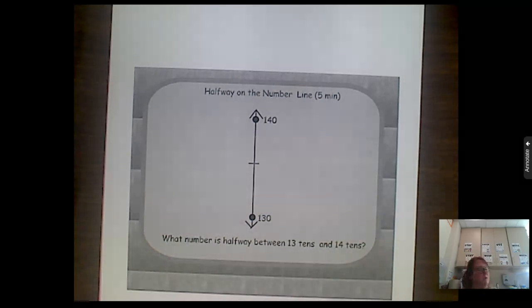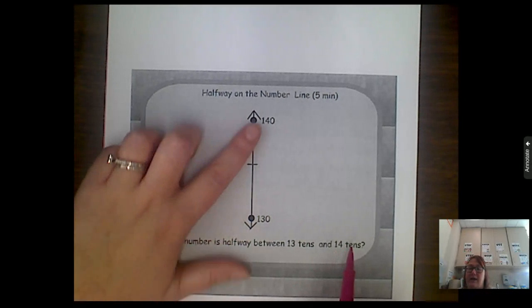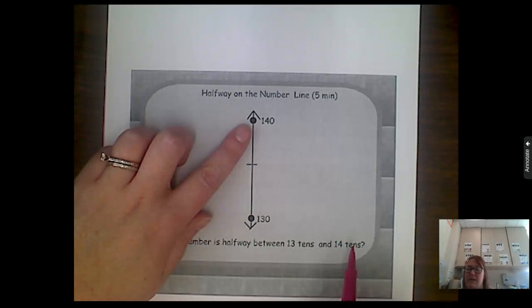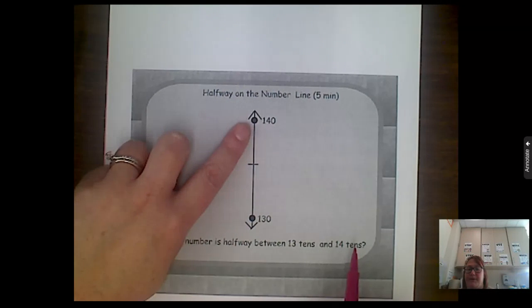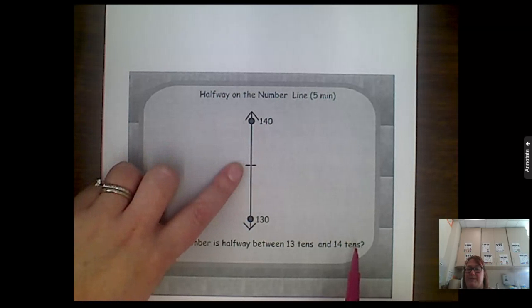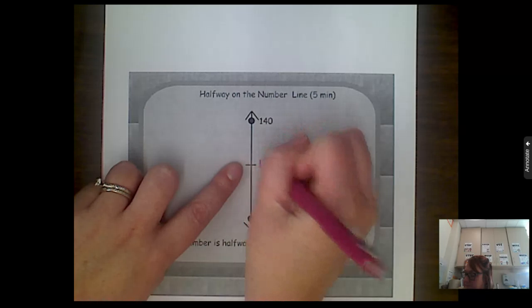Okay, let's look at the next paper. Another one. We're trying to find out what number is halfway between 13 tens and 14 tens. 13 tens is 130 and 14 tens is 140. So what number is between 130 and 140? What would go right in the middle? 135. Good job.